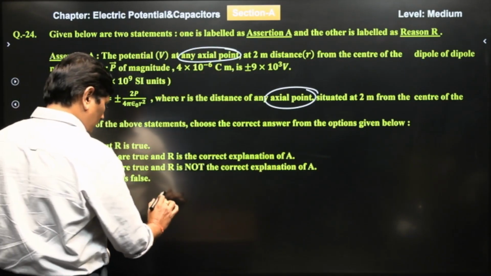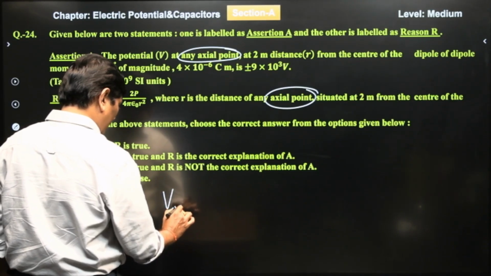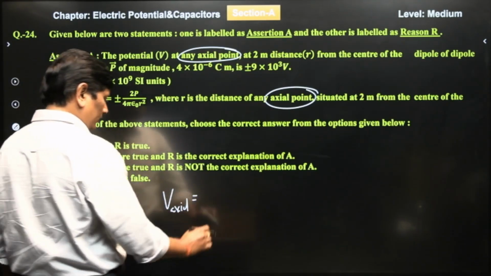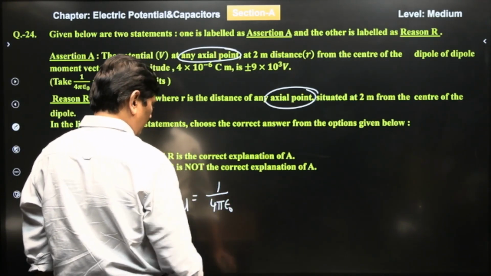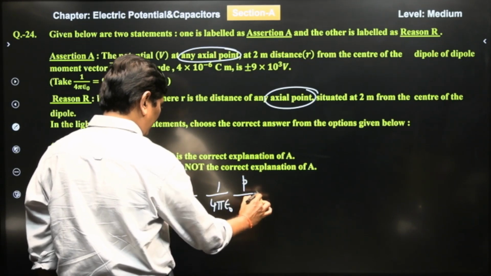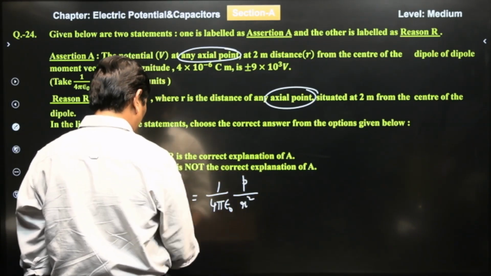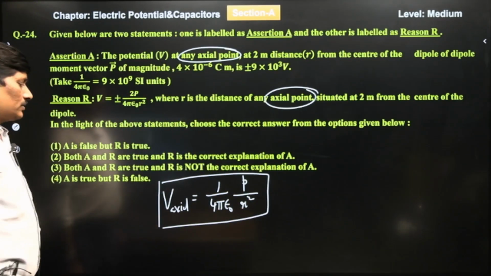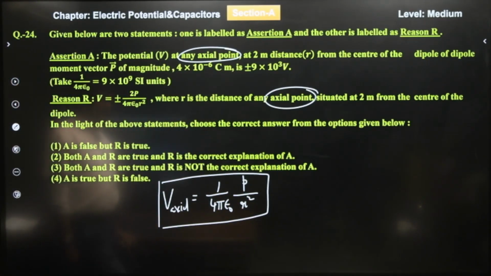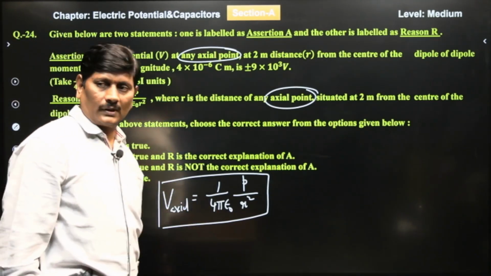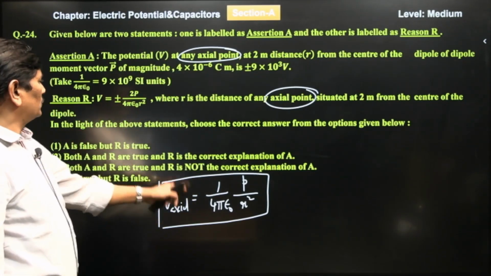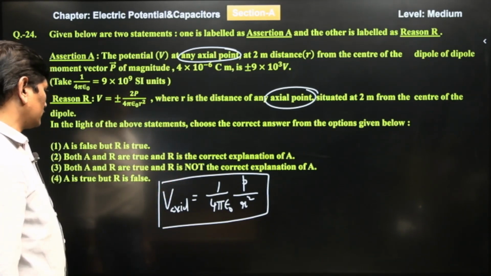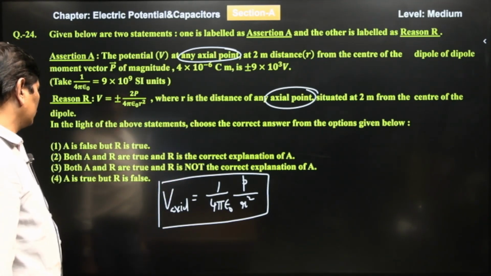Due to a dipole at any point on the axis, axial point, we have the relation 1 by 4 pi epsilon naught, p divided by r square. This is the relation for the electric potential due to a dipole at any point on the axis of the dipole at a distance r from the center of the dipole. This is the equation, right. See the reason, these two are not the same. So, reason is false.